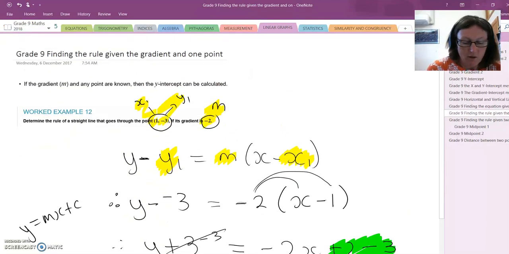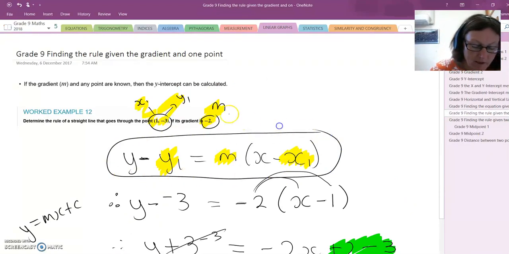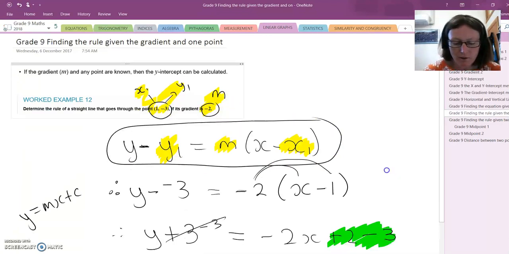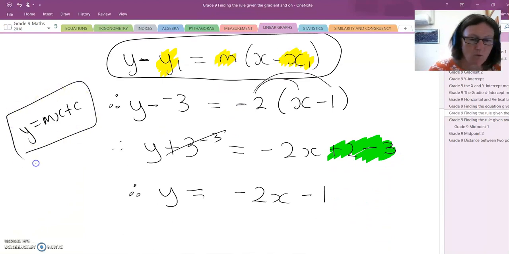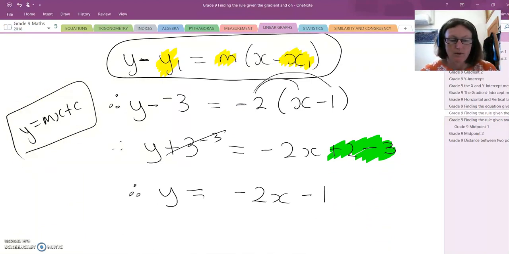Okay, so if we're given the gradient and 1 point using this formula, then we have got 3 values to substitute into the formula, and a little bit of manipulation so that we get the rule written in the form y equals mx plus c.